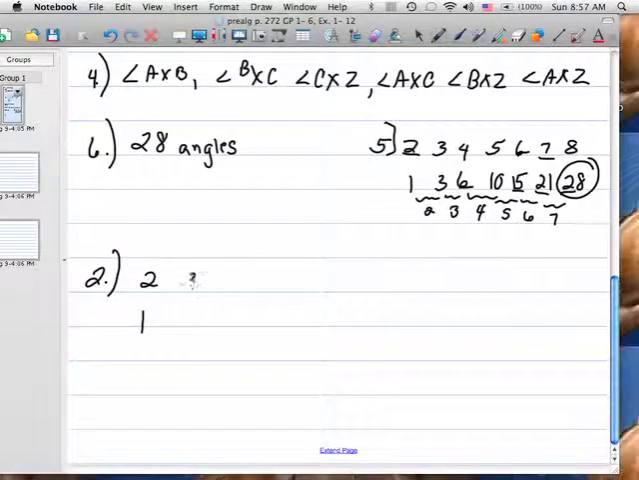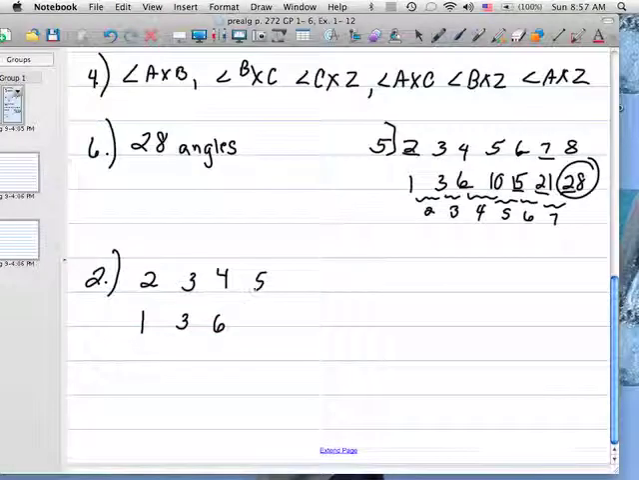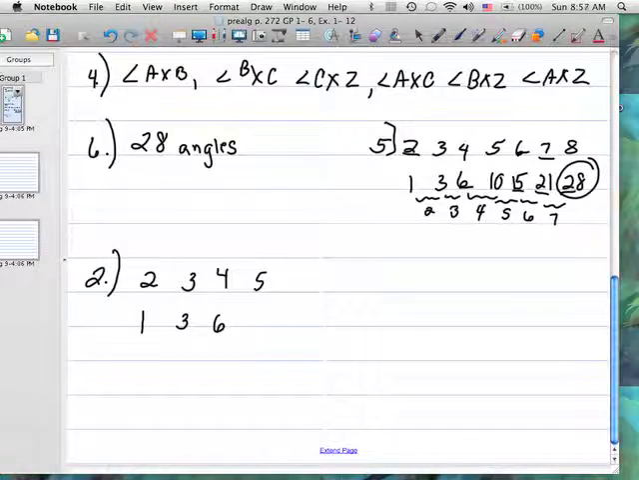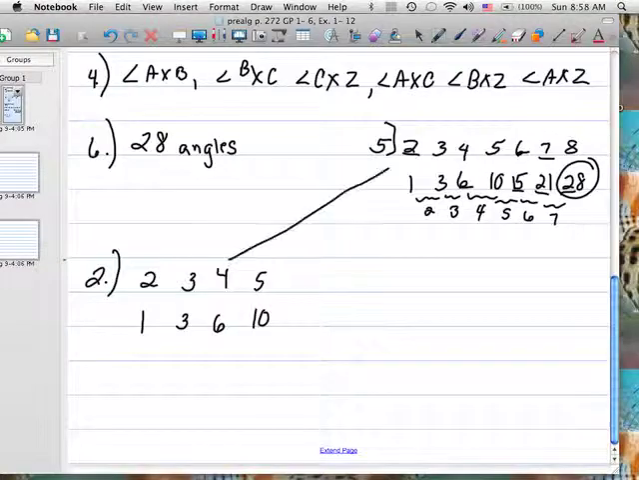So if I have 2 points, I get 1 line segment. If I have 3, I get 3. If I have 4, I get a total of 6 line segments. If I have 5, if you count all the line segments in that star-shaped figure, on the outside you have 5, and then 5 and 6 from one vertex, 7 and 8 from another, and then 9 and 10. So there's 10. Well, it looks like we got the same pattern going on over here.